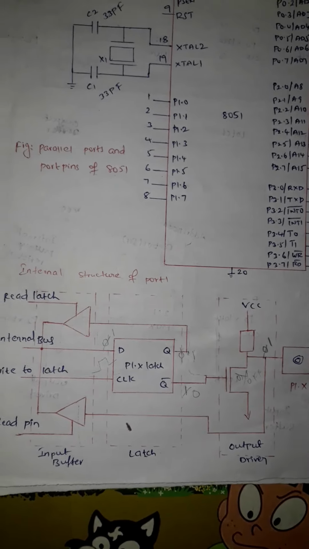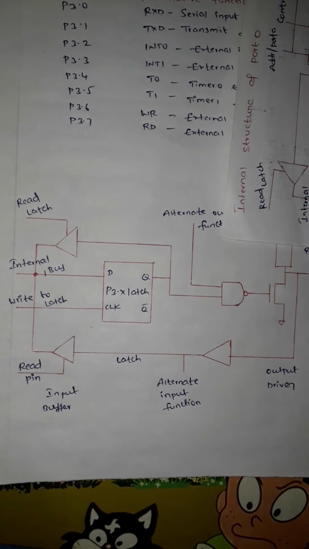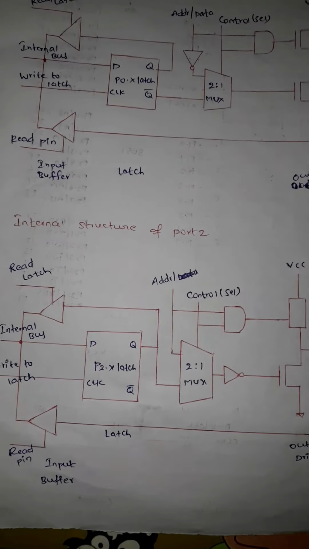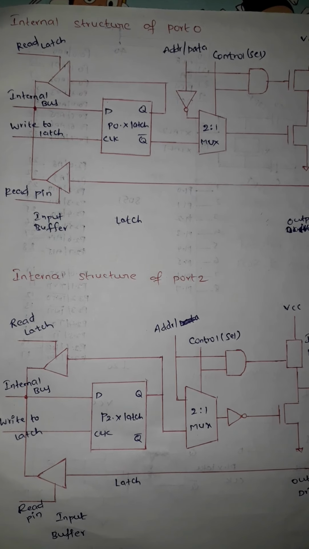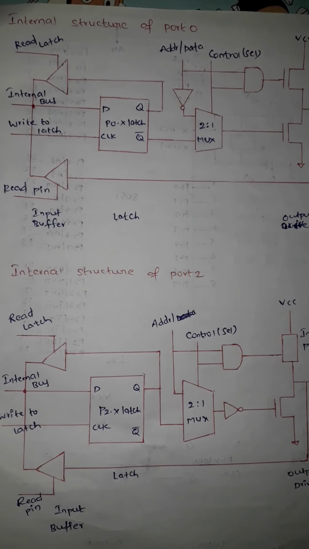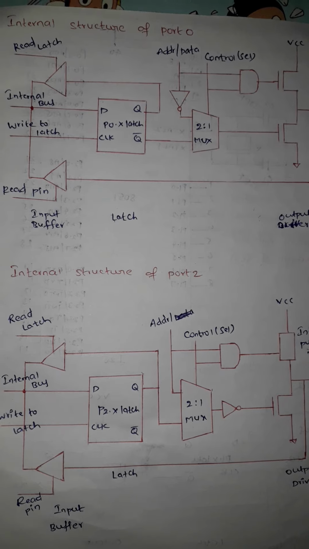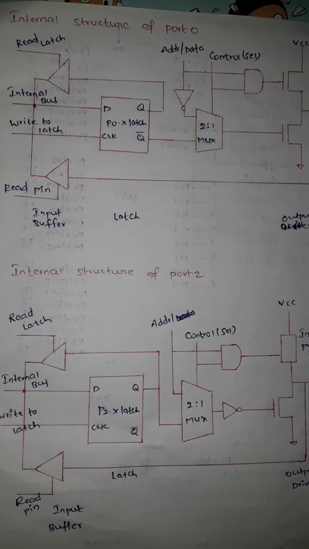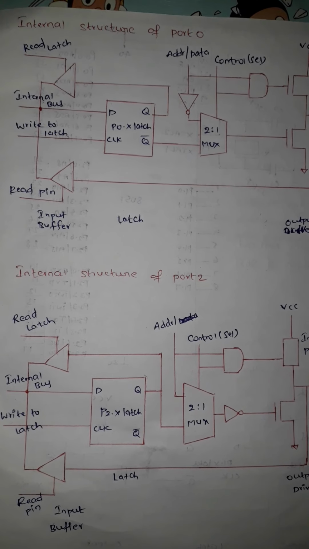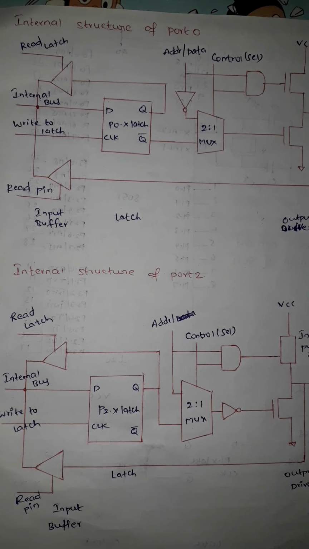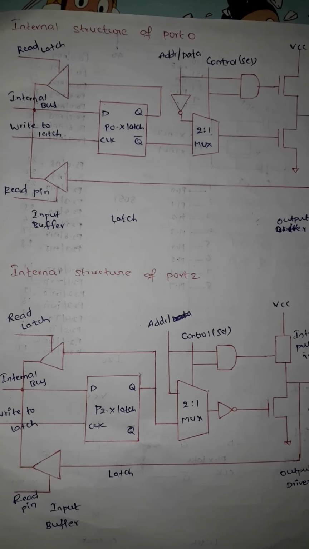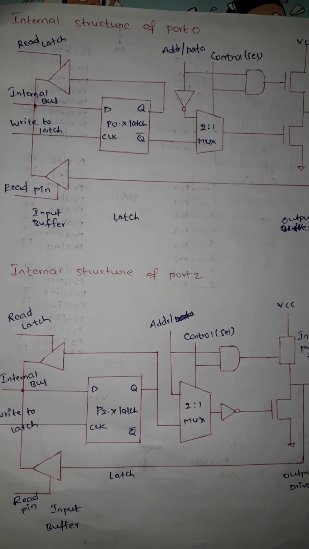Now let us look at the port 0 and port 2 operations of the 8051. Port 0 has two different functions, as we have seen earlier. One is that it acts as an IO port, another is that it is used for multiplexed address data. So it has two different functions.